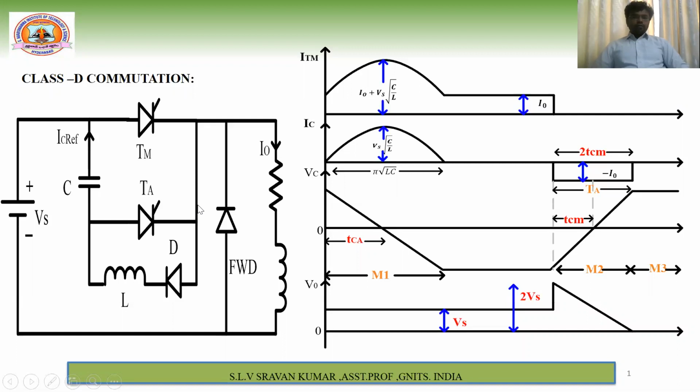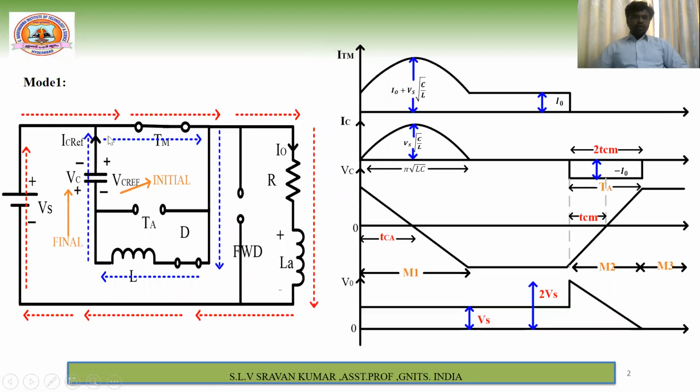So first, the mode one operation. At t equal to 0, I have switched on this thyristor Tm. Here we have to assume one thing: initially, the capacitor voltage is nothing but Vs, the source voltage. We have to assume the capacitor voltage is Vs.